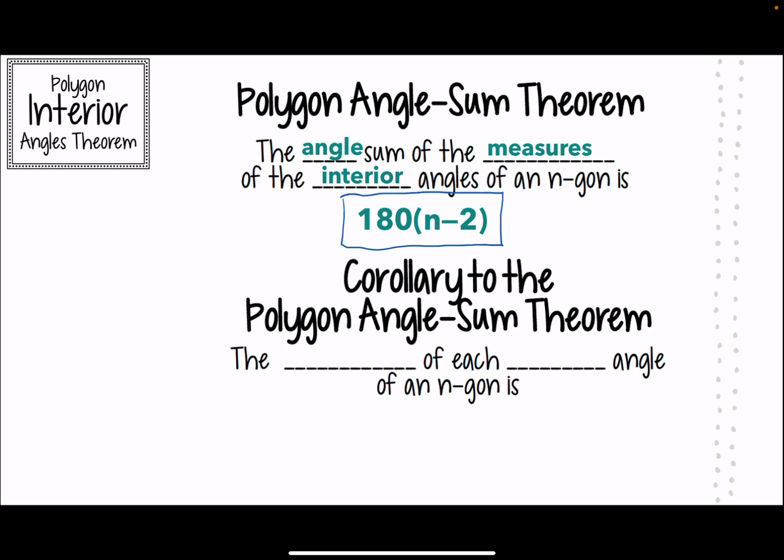All right, so the corollary of this says that, by the way, you can also figure out the measure of each interior angle of an n-gon, and you want to make sure to put down of a regular n-gon, is 180 times n minus 2 divided by n. So however many sides there are, you're going to divide it by that.